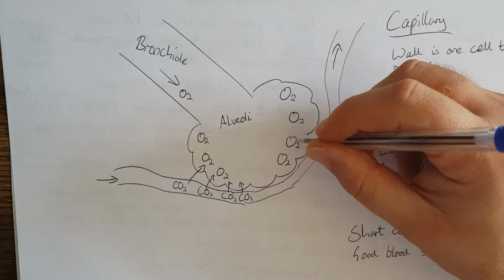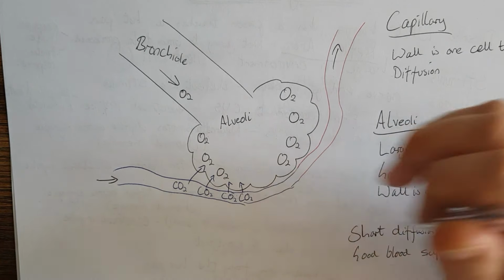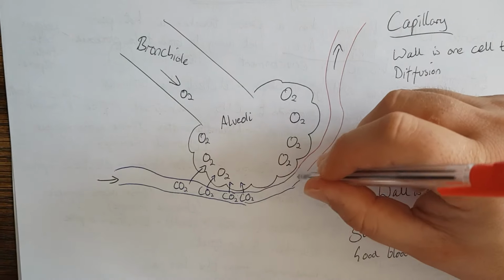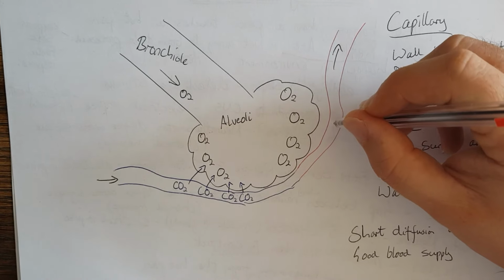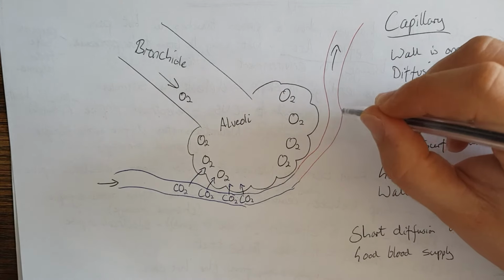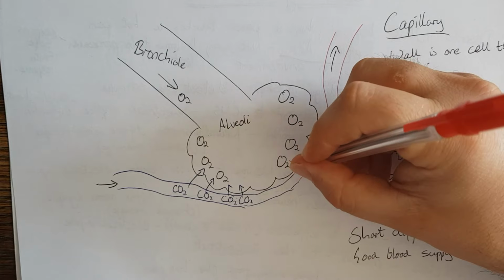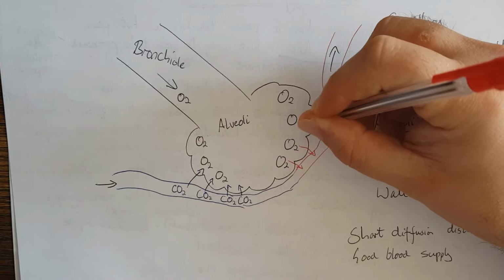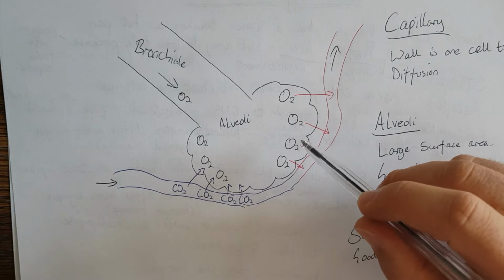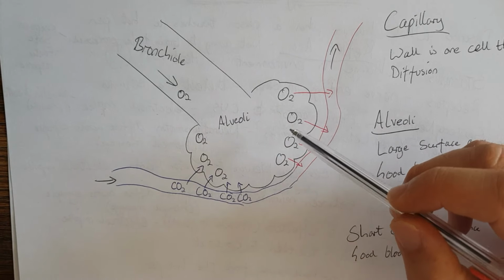Over this side here, I'm going to be oxygenating my blood. So I've not got any oxygen in my blood yet, but I have lots of oxygen molecules in my alveoli and not very many, or none at all at the moment, in my blood. I've got a concentration gradient, a high concentration here and a low concentration here. So I'm going to see my oxygen molecules move across into the blood via diffusion. Again, a very short distance to diffuse across, and a very great concentration gradient.